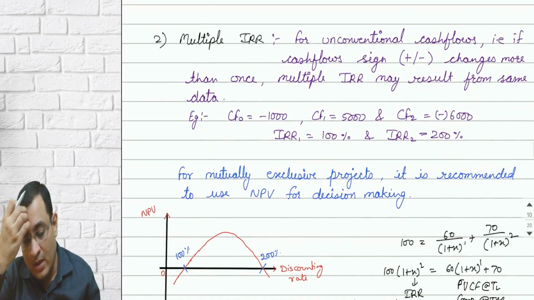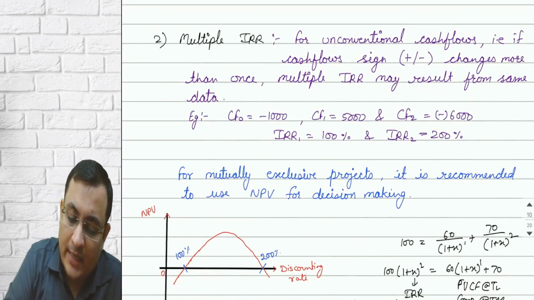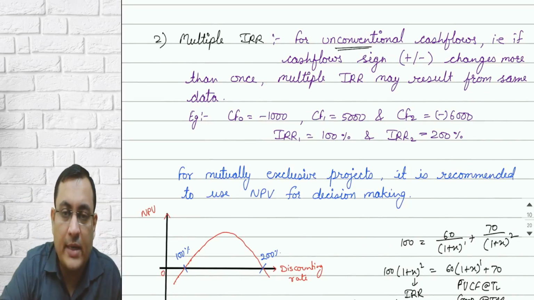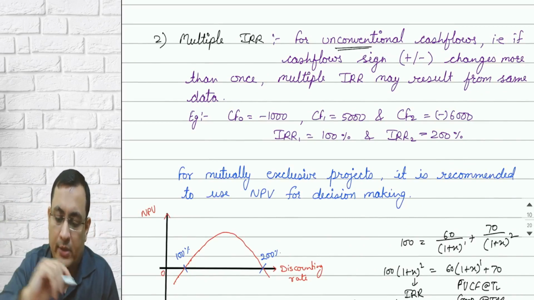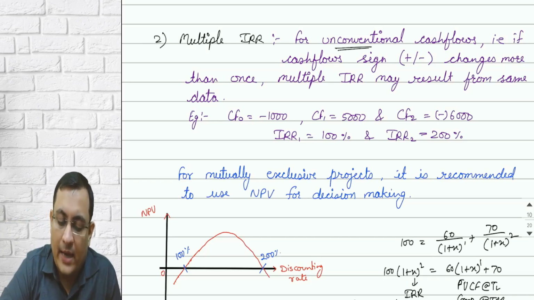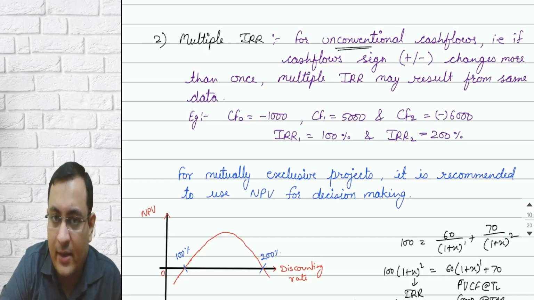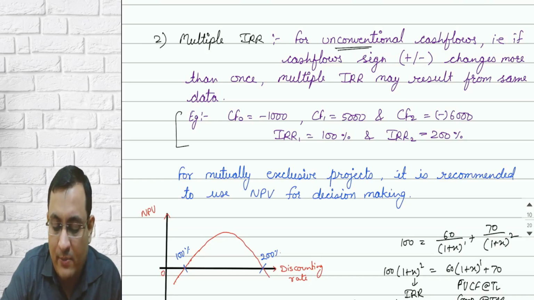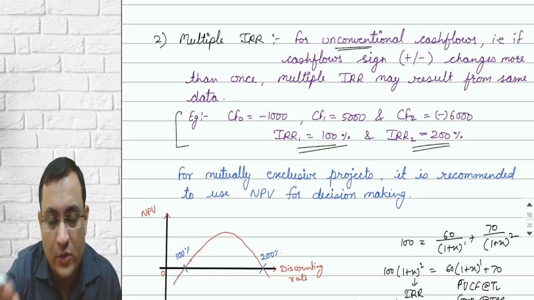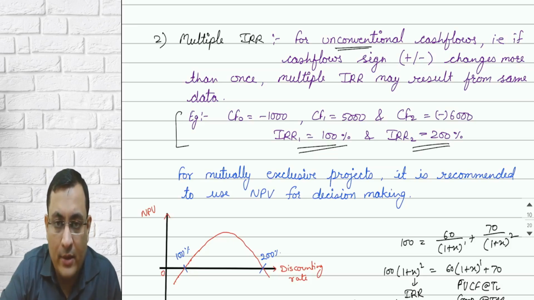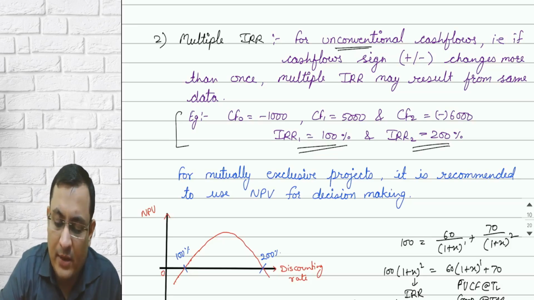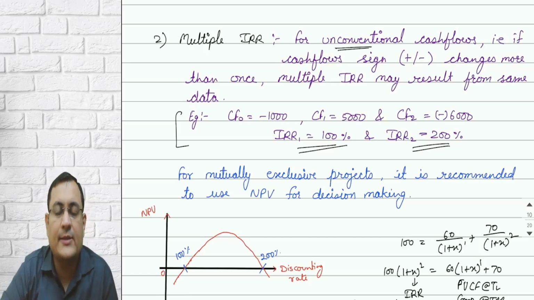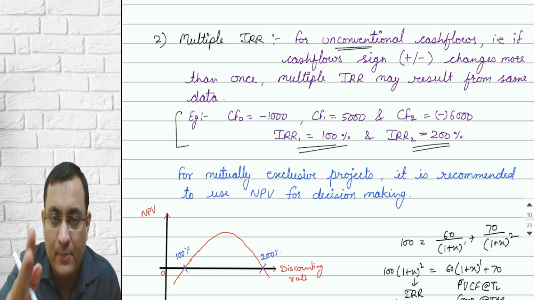Second reason: in case of unconventional cash flows, when there are multiple changes of sign, positive, negative, positive, negative, positive, the calculation with certain types of data may generate two different IRR numbers. If we calculate the present value of CF1 and CF2 at 100%, it is equal to 1000. And if we discount it by 200%, it still comes to 1000. It means the project is generating NPV equal to 0.